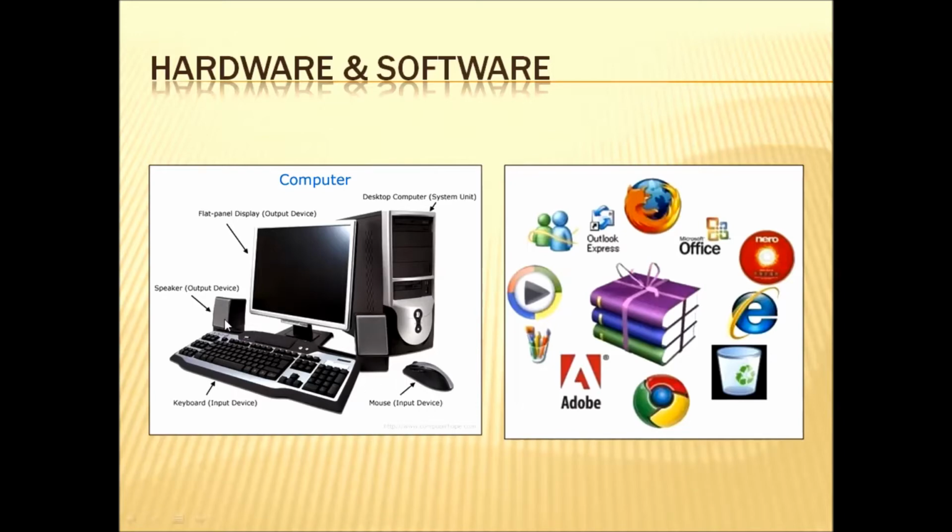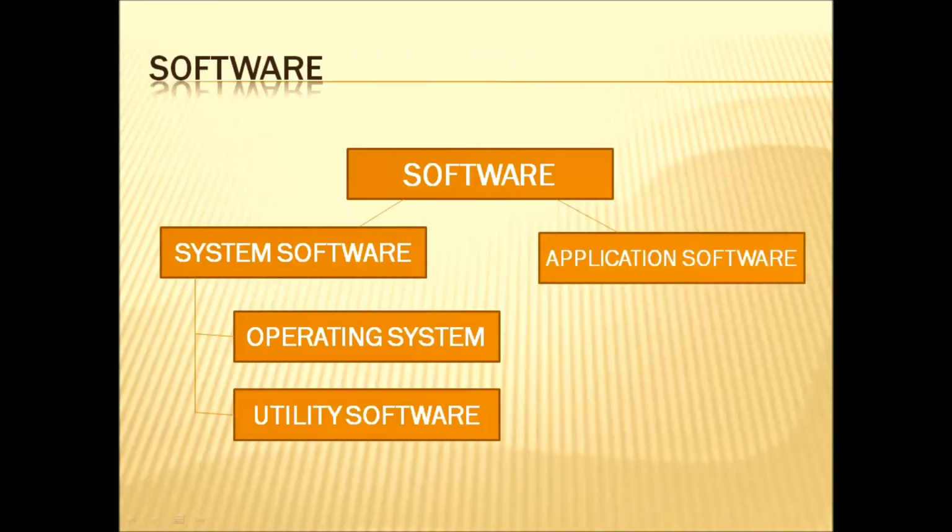Understood, children? Then next, this is the picture of software. There are some of the software like Paint, Adobe, Chrome, Recycle Bin, etc. These are the software that we use in our computer system. Understood, children? Now are you clear with what is hardware and what is software? Now we will learn about software in detail.